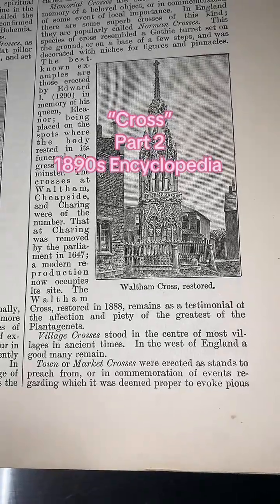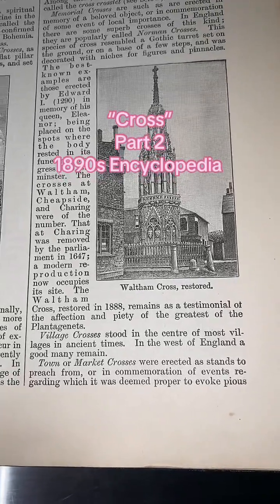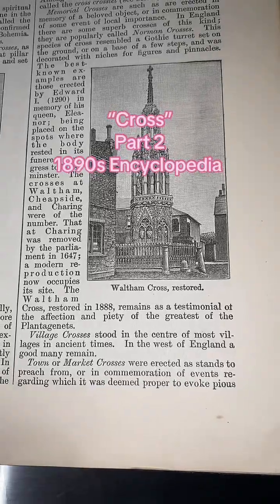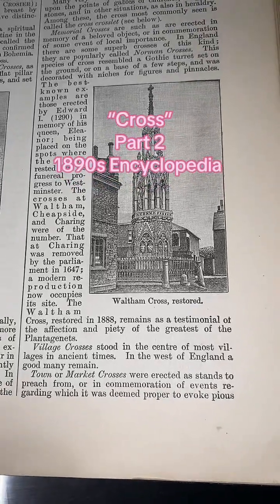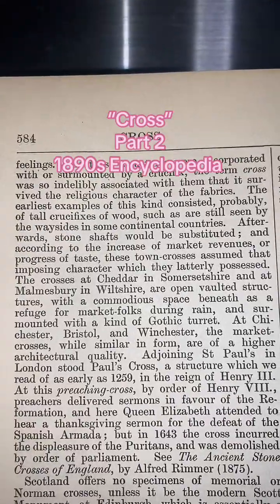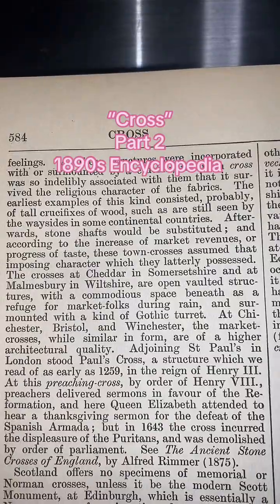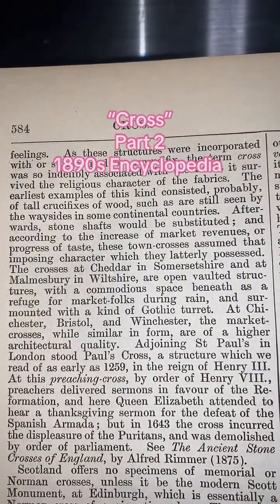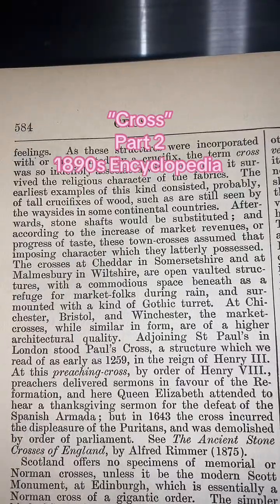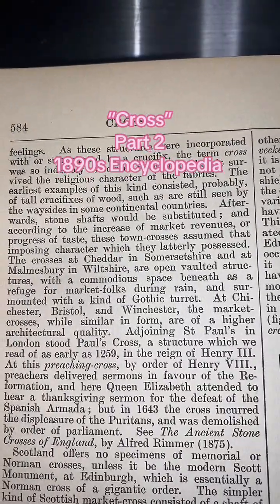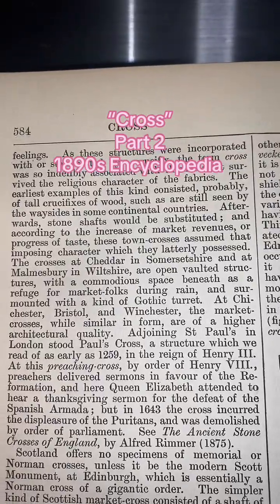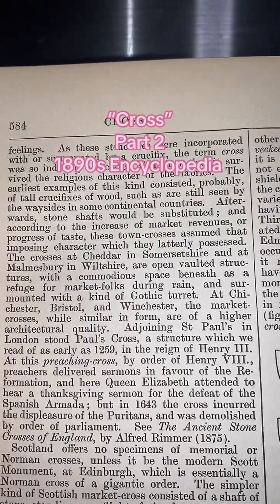Village crosses stood in the center of most villages in ancient times. In the west of England, a good many remain. Town or market crosses were erected as stands to preach from, or in commemoration of events regarding which it was deemed proper to evoke pious feelings. As these structures were incorporated with or surmounted by a crucifix, the term cross was so indelibly associated with them that it survived the religious character of the fabrics. The earliest examples of this kind consisted probably of tall crucifixes of wood, such as are still seen by the waysides in some continental countries.